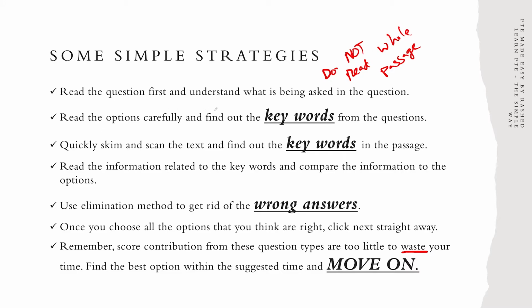First, very carefully read the question and read the options and find out all the keywords. Then skim and scan the text for the keywords, and match the information between the option and the information that you have found within the passage. Simply try and eliminate all the wrong answers. So we call it the elimination method. I'll do a video about it later on. And once you choose the right answer that you think it is, just move on. And the reason I said all, because there are multiple choice multiple answers as well, so you need to choose at least more than one.